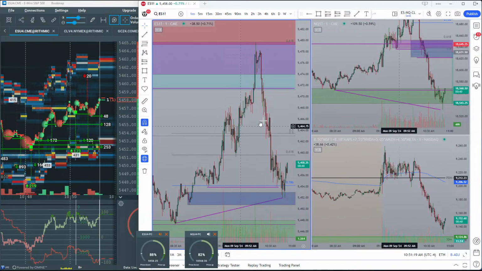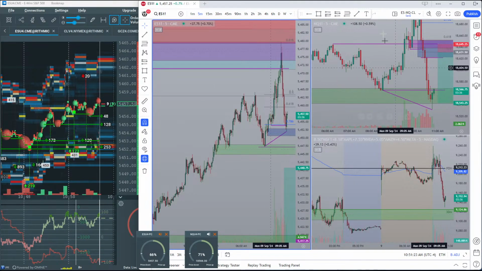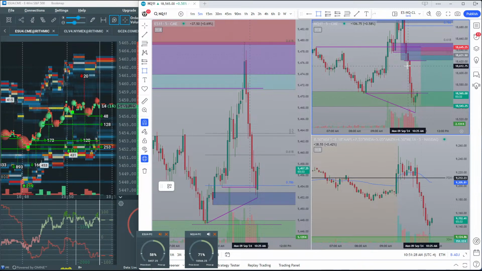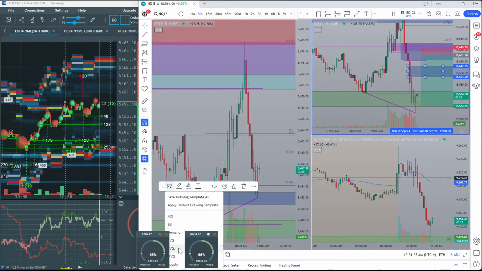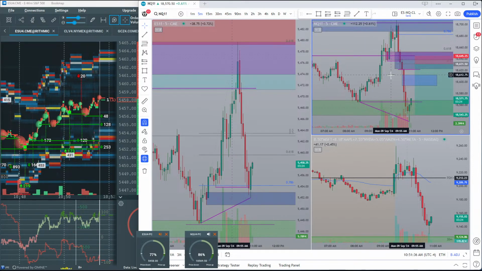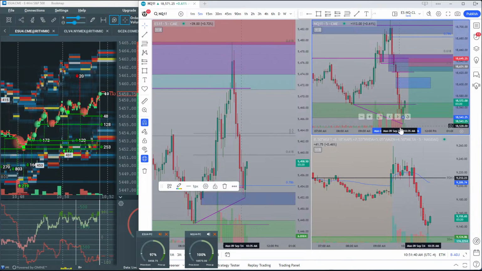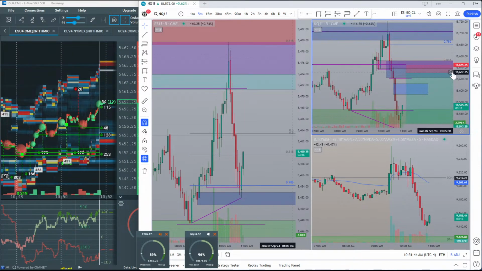Buyers are trying to step in on that divergence. So I don't want to mark too much out, right? So let's clean it up a little bit. Nice.